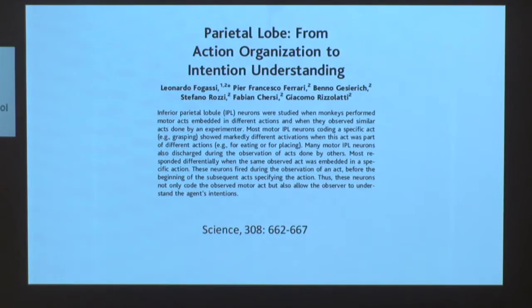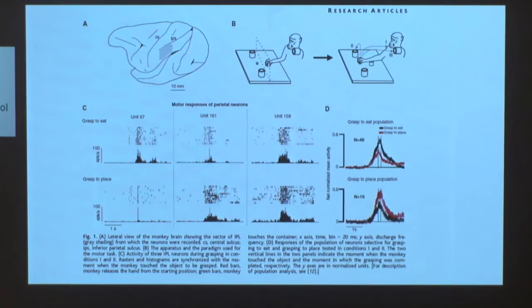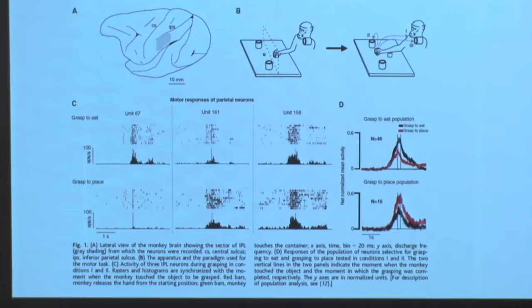But what was very interesting in subsequent work was that these neurons were not just specific to the action, but there was also some specificity in relation to what the broader context was. So here's the monkey picking up something to eat it, and seeing something being picked up to eat it or being picked up to place.